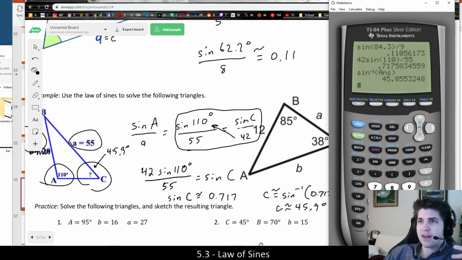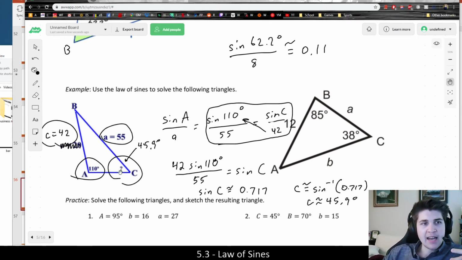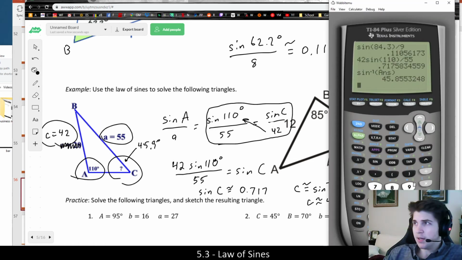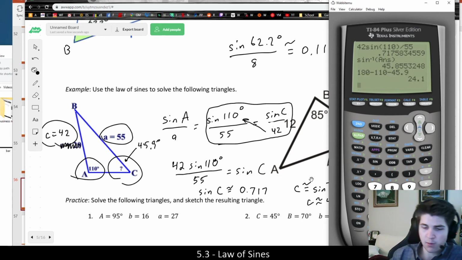And then notice once I find this angle, now I know 2 angles of the triangle. So the third angle is readily apparent by the 180 principle. I know that the interior angles of the triangle have to all add up to 180. So if I subtract the 2 that I know, that A was 110, and C I've now solved to be 45.9 by the law of sines, that would leave me with B must be 24.1.